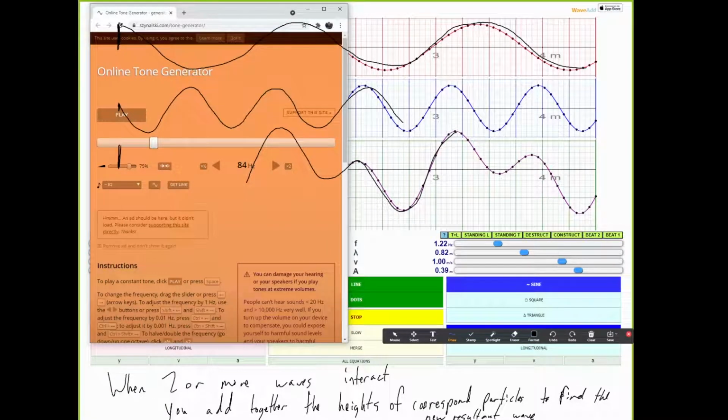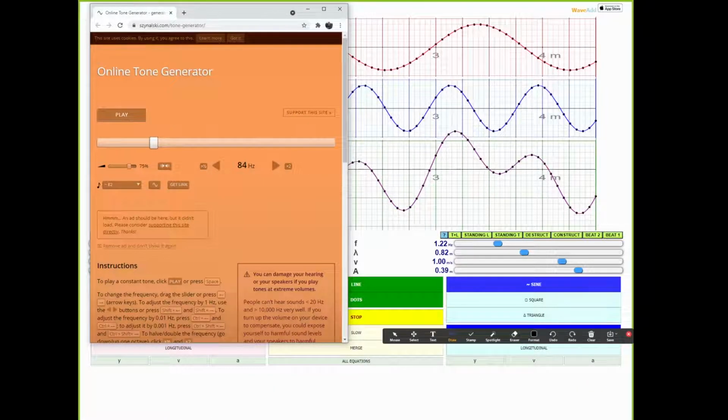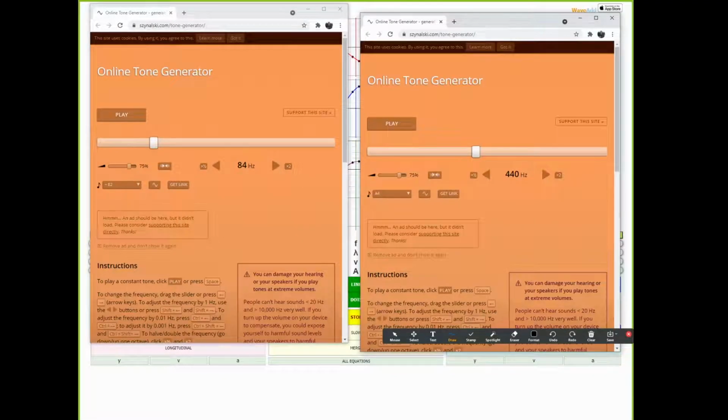Let's talk sound for a moment. Now, there are multiple types of waves. Sound waves are one of them. And sound waves are things that we will study more in depth later. In fact, later I will be pulling up these frequency generators and we'll be testing your hearing.